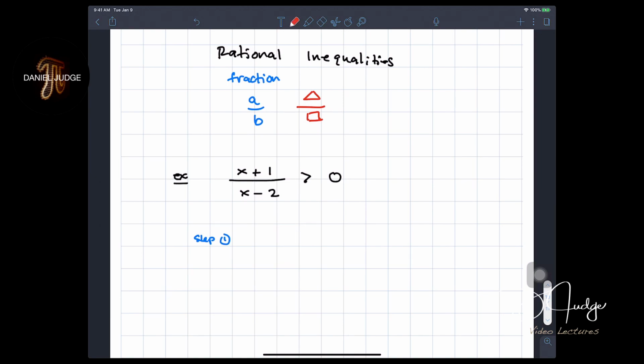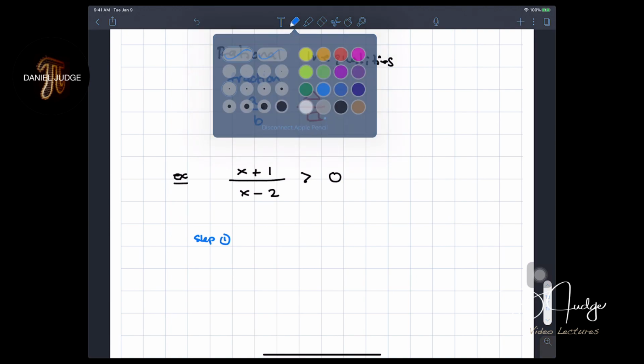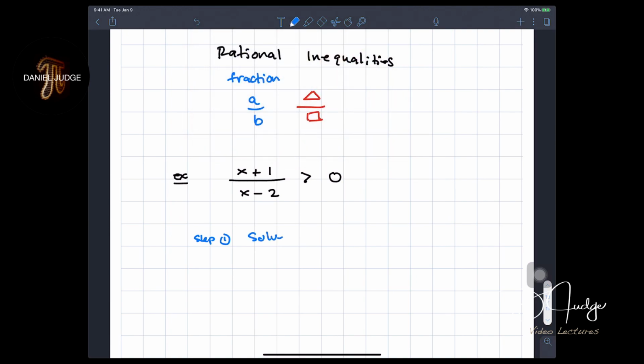I'm going to say step 1. You're going to solve the equality and find where the fraction, rational, is undefined.